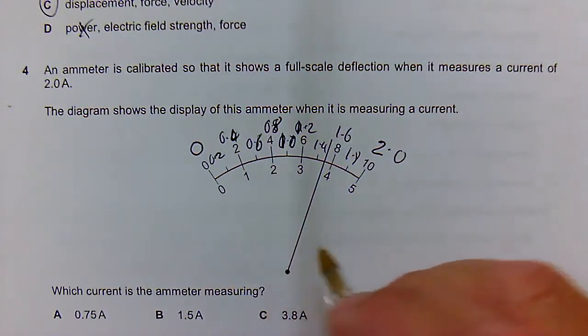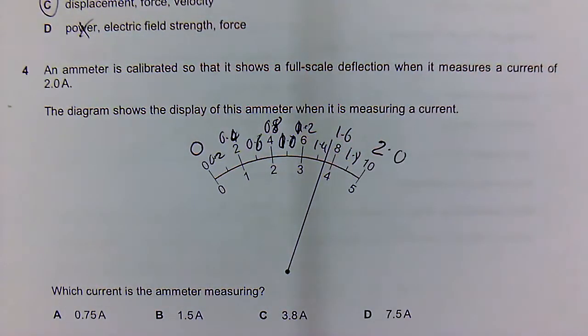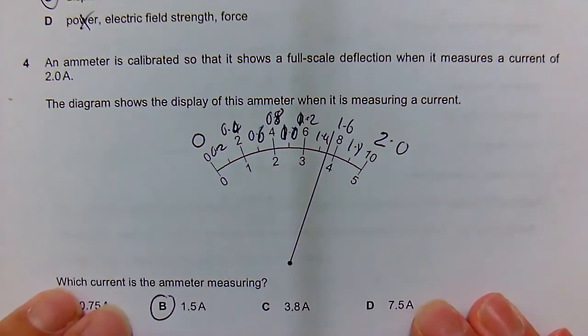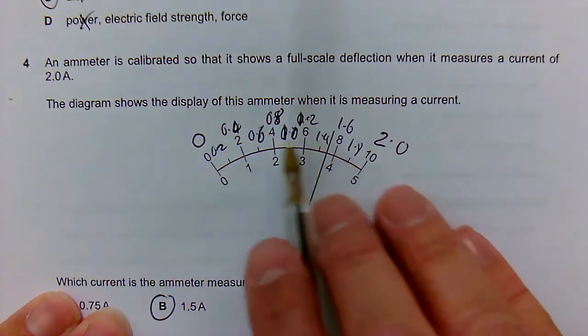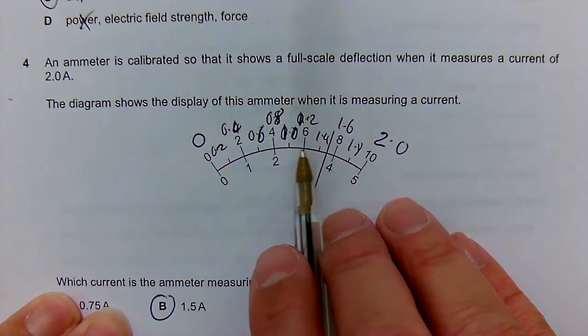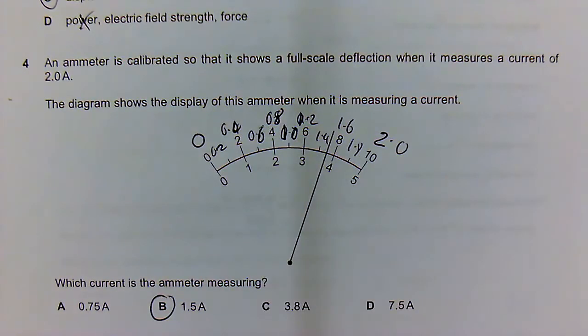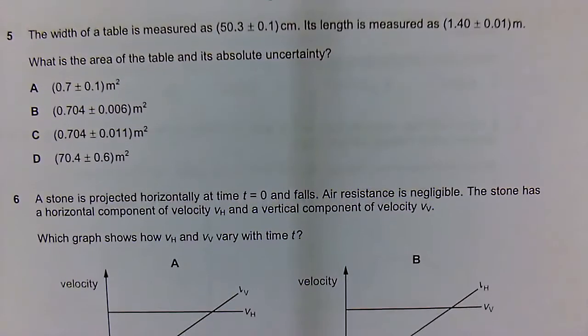Okay, so if it's pointing somewhere halfway between 1.4 and 1.6, a good estimate for the ammeter reading is going to be about 1.5 amps. Okay, another way to do that is just to do it very, very visually. If you know that full scale is 2, then you know it's going to be somewhere between 1 and 2, because 1 would be halfway along. So the only one that's between 1 and 2 would be B. It's another way to do it. Okay, on to the next one. Question number 5.